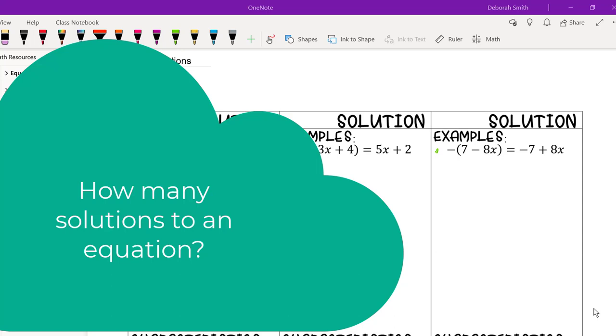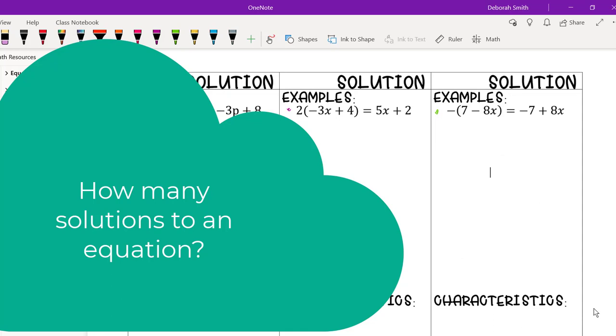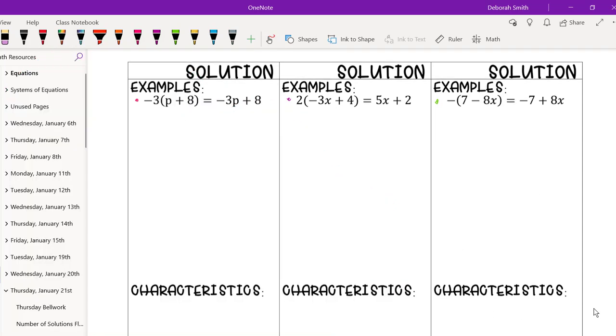Welcome back. Today we're going to look at how many solutions an equation can have. You've got this piece of paper in front of you and we're going to complete this together. So we're going to look at the first equation on the left and draw our line at the equal sign. And from our flow chart that we've talked about previously, we're going to get rid of our distributive stuff first. We're going to clear our parentheses.